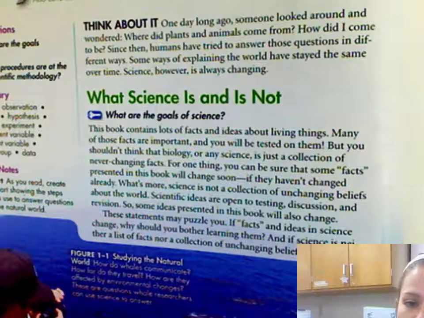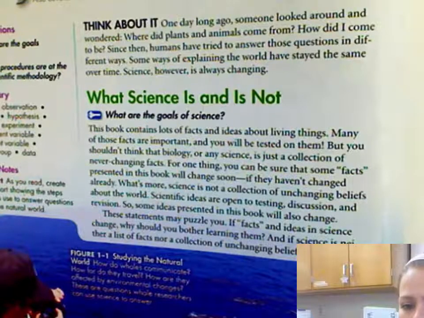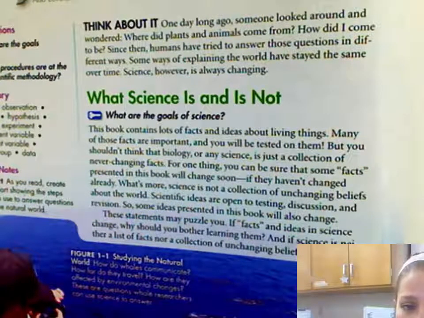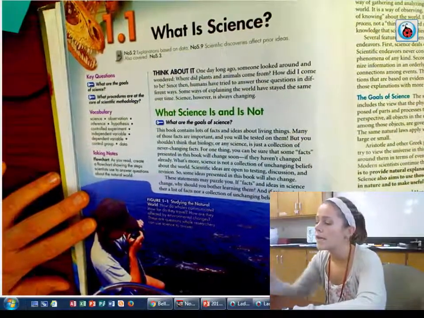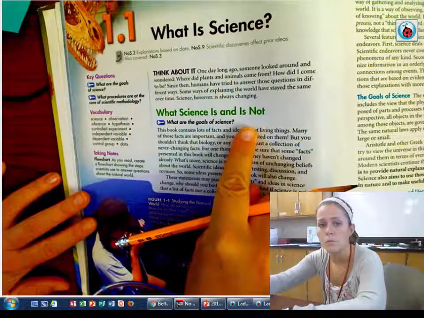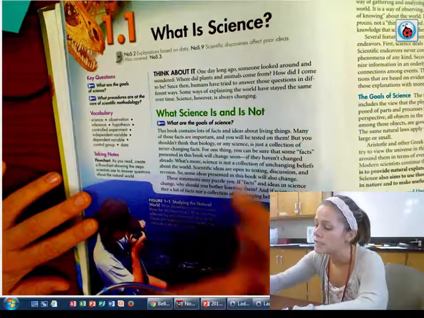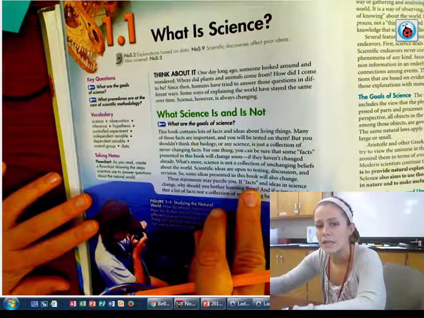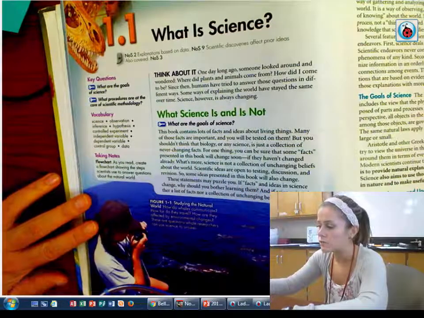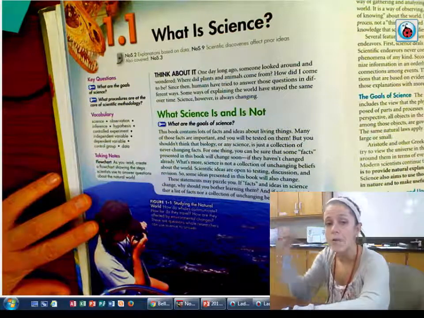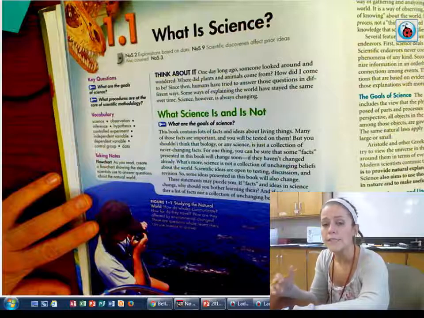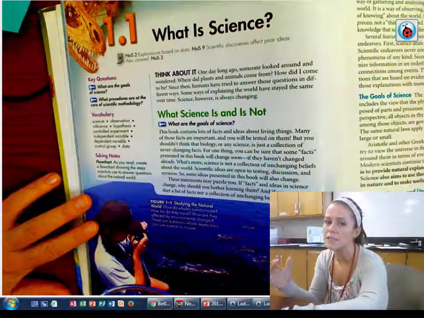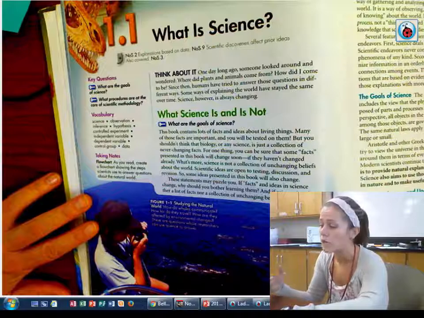These statements may puzzle you. If facts and ideas in science change, why should you bother learning them? And if science is neither a list of facts nor a collection of unchanging beliefs, what is it? So right here we have basically the title, what science is and what science is not. In this text, we should be able to find that. So if we reread that, now that we think of it, what can we find and what can we pull? Now that I read it once, I'm going to read it again and try to find the things about what science is and what science is not so that I can write it down.